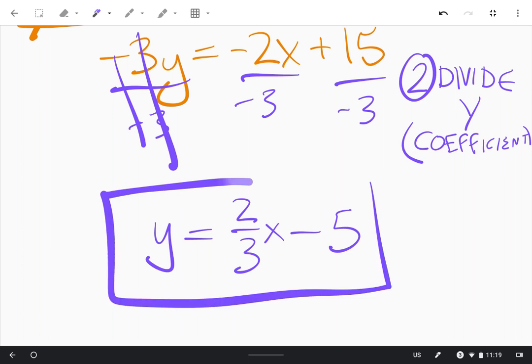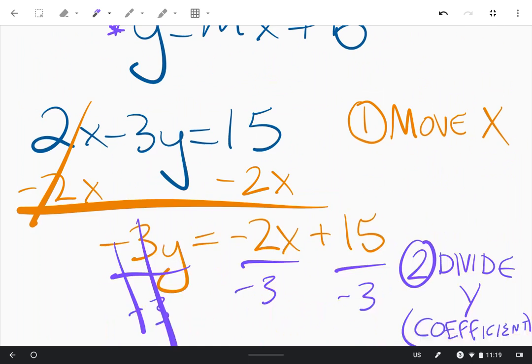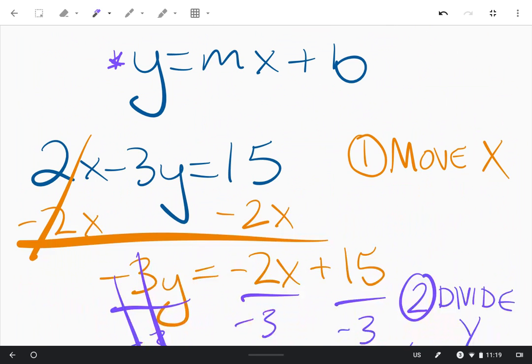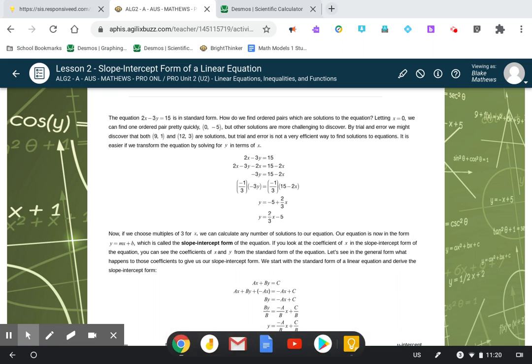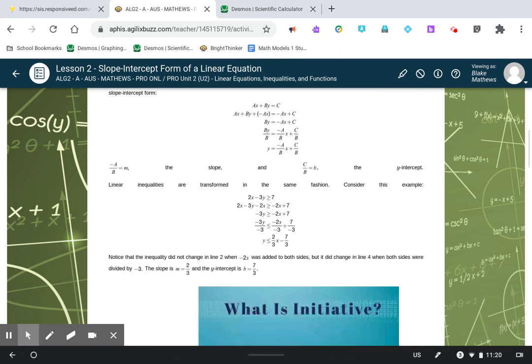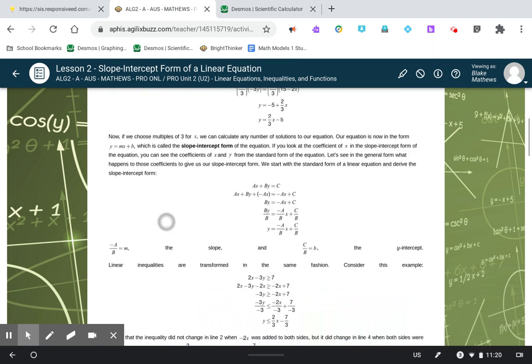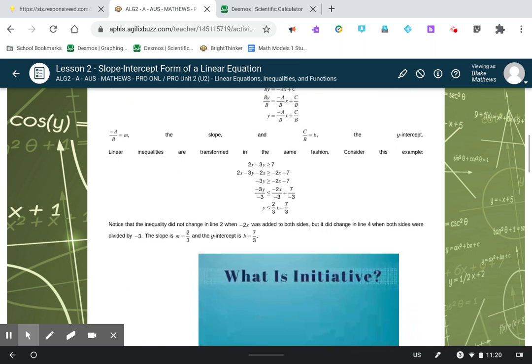And so that is the slope-intercept form of this standard form equation that we started with up here. So let's do another example. Let's do one with an inequality symbol. Let me just make one up.